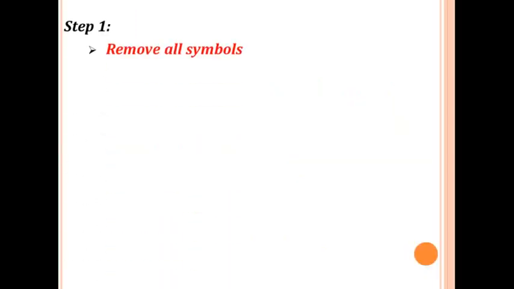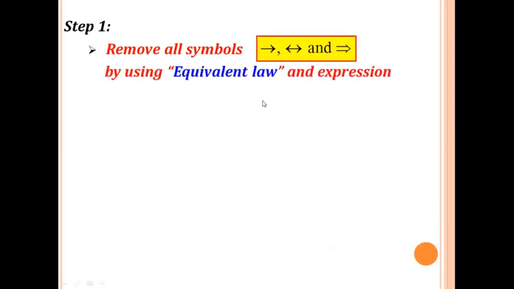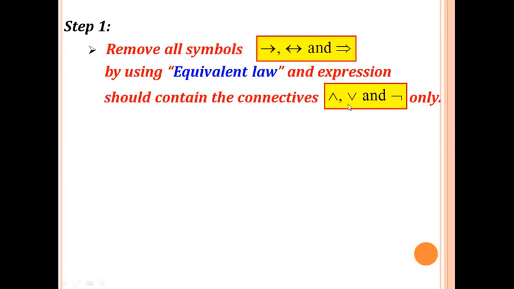Step number 1: remove all the symbols, that means conditional and biconditional, by using equivalent laws. Once we apply equivalent laws, our expression will be in normal form. What is meant by normal form? Normal form is nothing but an expression that contains only the following 3 connectives: and, or, and negation. So once we get an expression in normal form, then we go for step number 2.